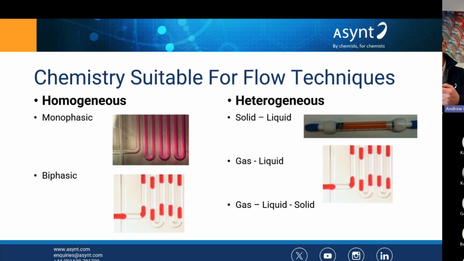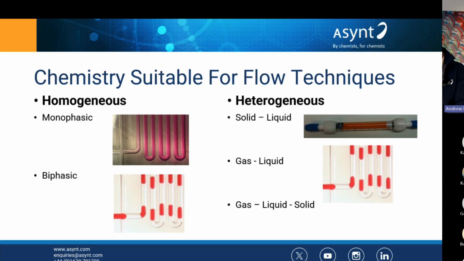Then we can have gas liquid partitions. So we can have that same biphasic condition where we have two immiscible liquids, but we can have that with gas and liquid. And then we can combine all three to have triphasic systems. So we can carry out most chemistry, but going back to what I said about batch and flow being complementary, if we have a high solid content that's not going to dissolve in our reaction, for example, batch is always going to be king. It's always going to be the preferred method.